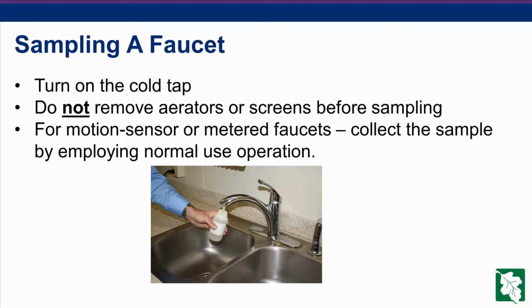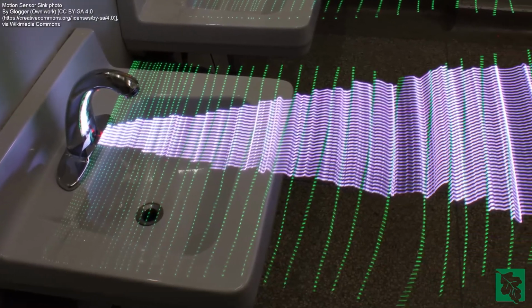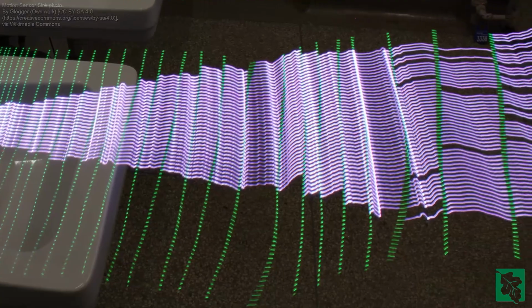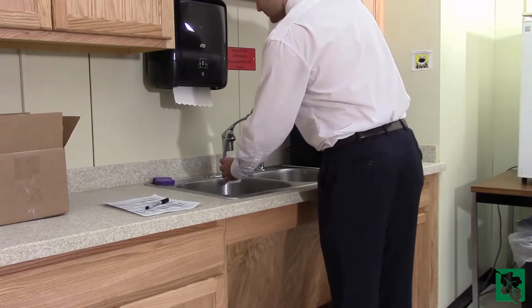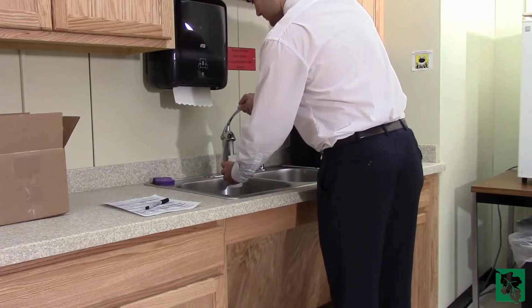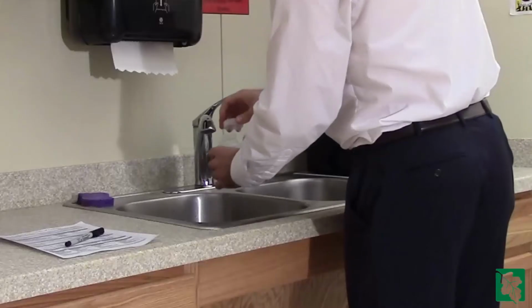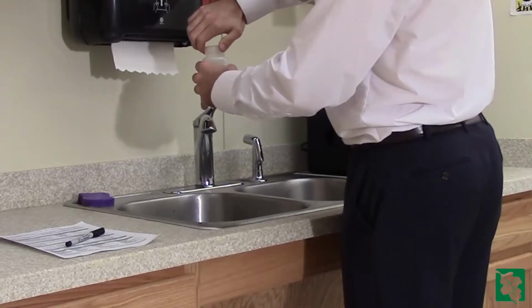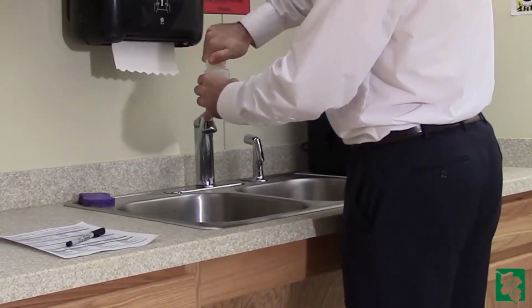If the outlet is a motion sensor or metered faucet, collect the sample as you would under normal use conditions. Turn on the cold water outlet and fill the container at the same rate that you would under normal use for drinking or cooking, without allowing any water to run down the drain. Once the sample bottle is full, securely cap the bottle.